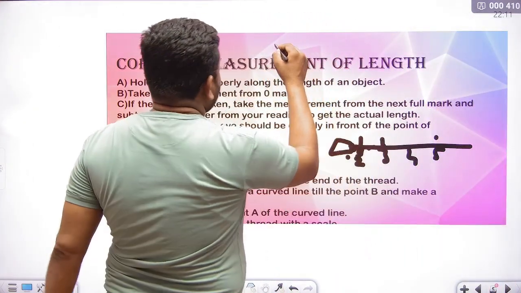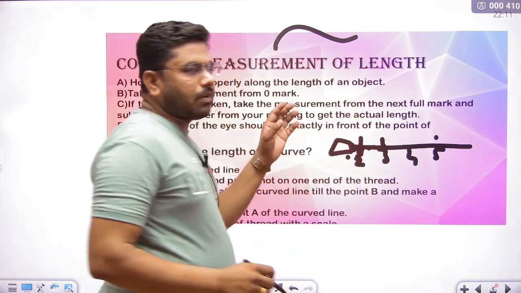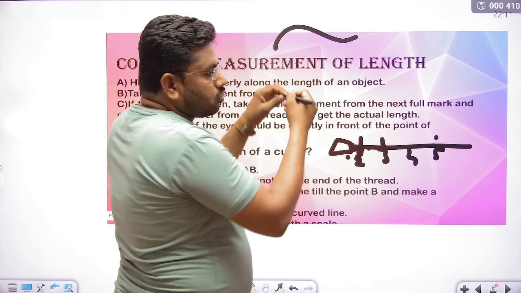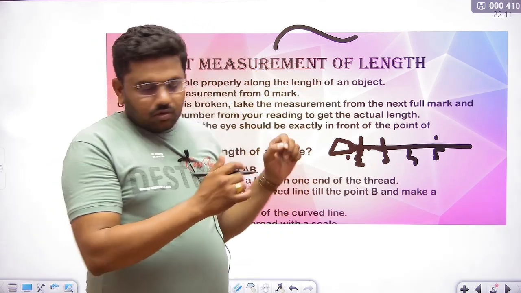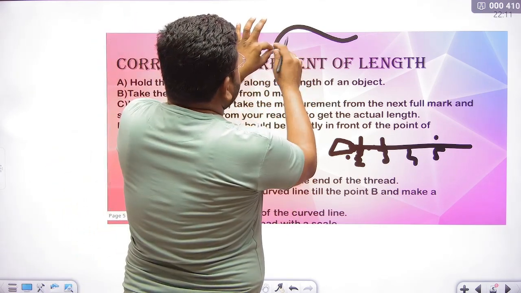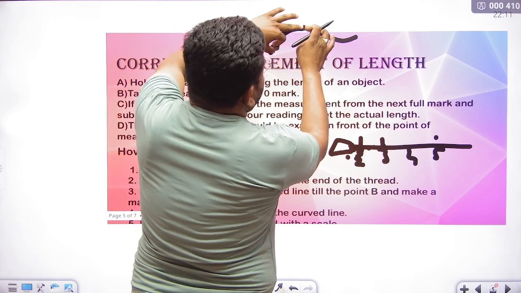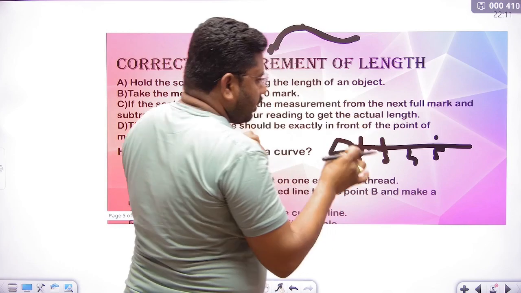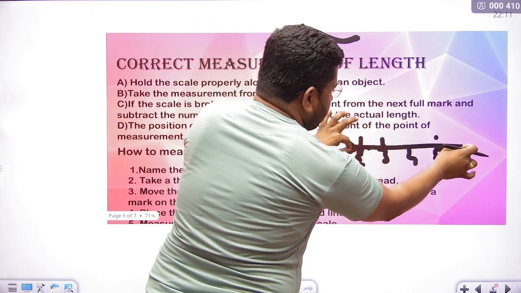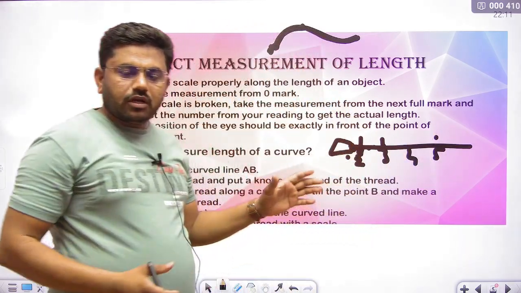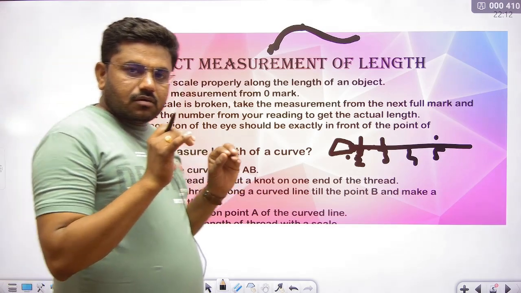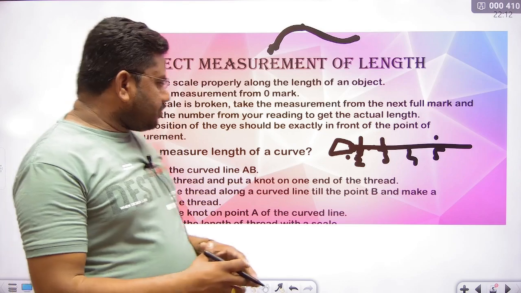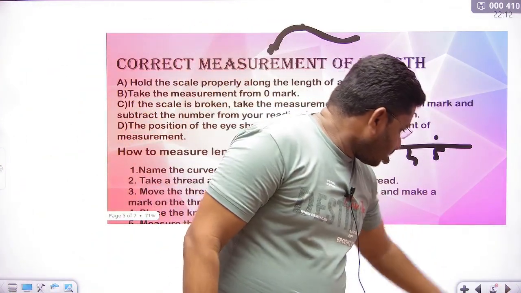Suppose there is a circular, curved path. Give a knot to one end of the thread, place it here and move it along the curve, remembering where the end point is. Then use this thread on the ruler, and we will get the exact distance. In this manner we can measure the distance.